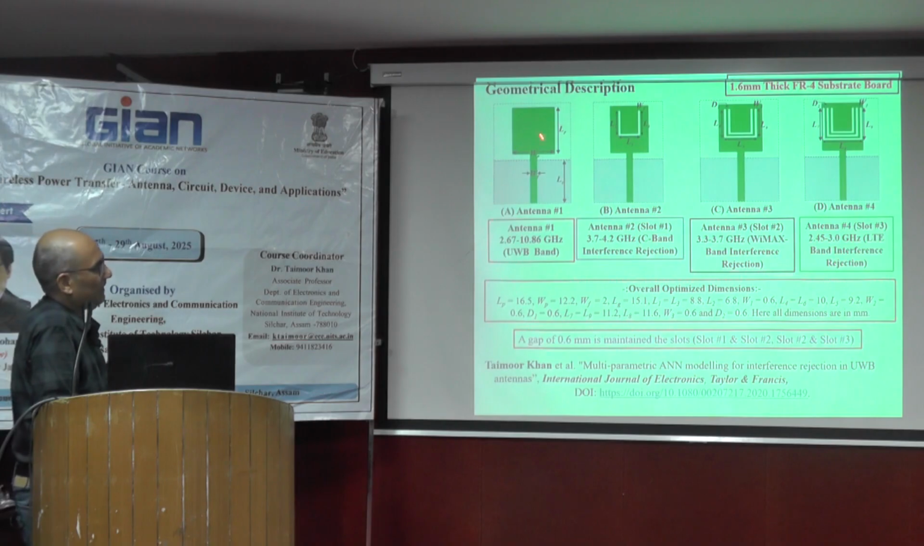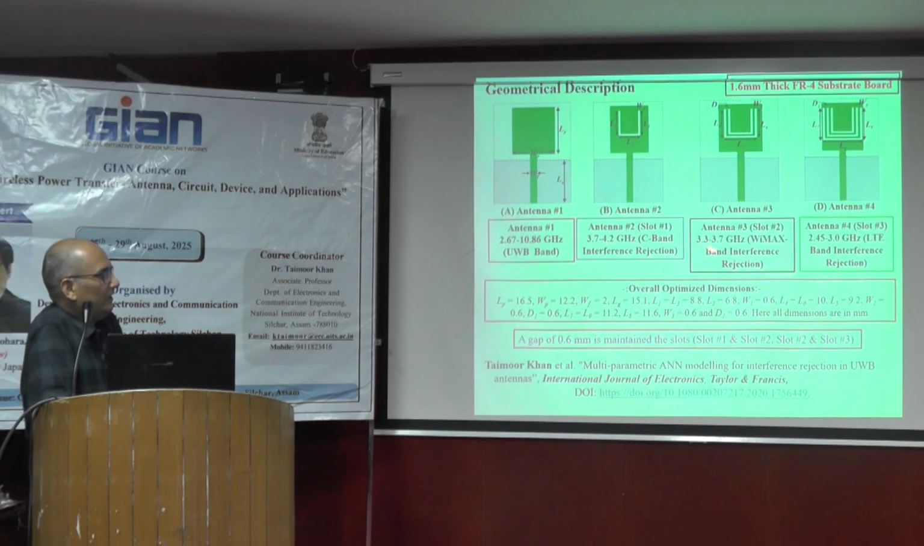Then this is the geometry, then the second step, third step, fourth step. Here you are getting 2.6 to 10.6 gigahertz UWB. While incorporating this U-shaped slot, one interference or rejection band appears at 3.7 to 4.2 gigahertz. Antenna 2 gives 3.3 to 3.7 gigahertz. Then antenna 4 is similar. Ultimately between these two slots, a gap of 0.6 mm is maintained between slots 1 to 3, because a smaller gap is not feasible because of fabrication limitations.